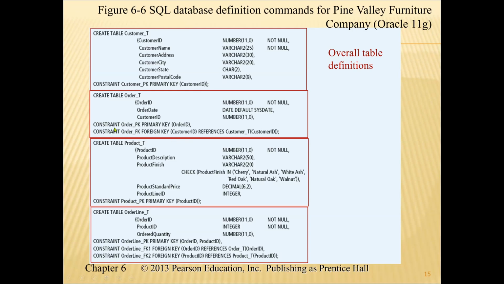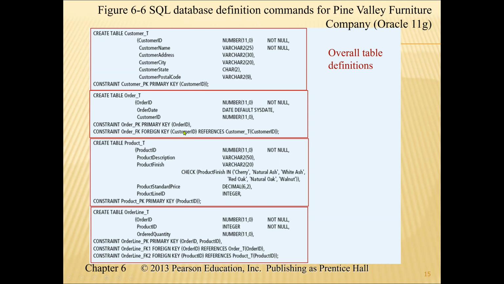Here the same thing, we have a keyword constraint again. This time the name of the constraint is order PK. We are creating a primary key, and the primary key field is order ID. But next we have another constraint. This time the name is order FK. We are creating a foreign key. The foreign key is the customer ID.